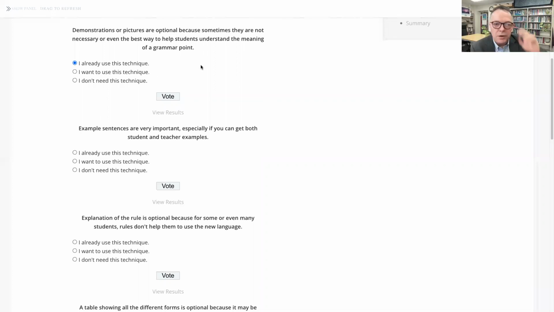Yeah, and I don't use it. I used it a lot. I remember planning lessons and bringing all kinds of realia, menus and magazine pictures and all that kind of stuff. But I use it much less now. But I still demonstrate sometimes.